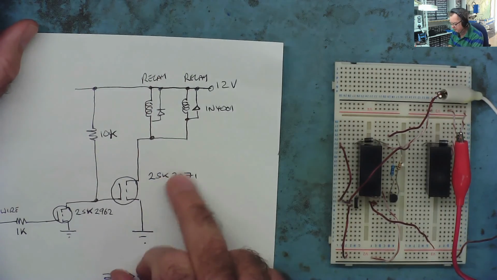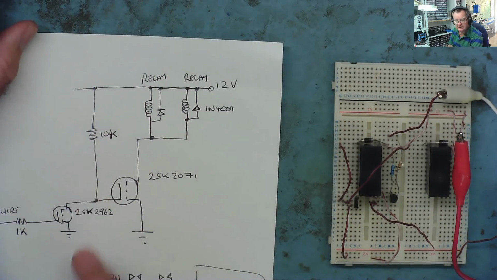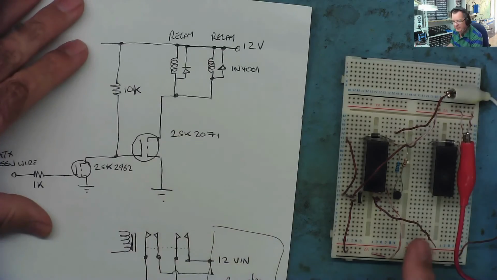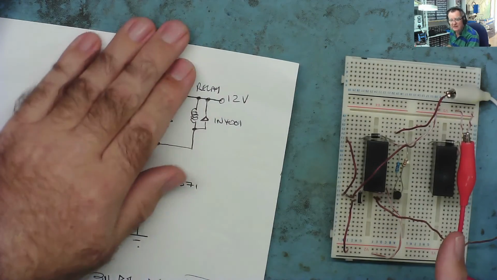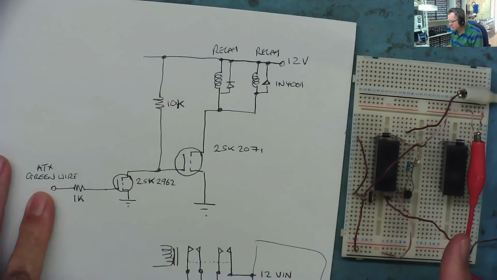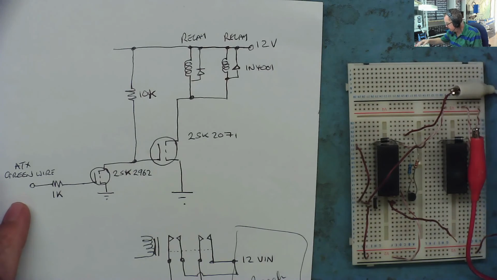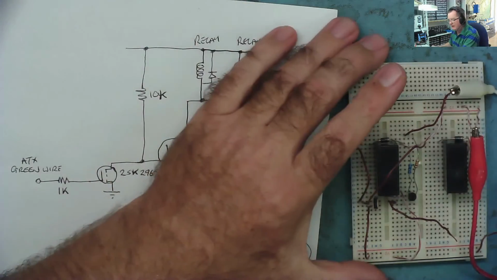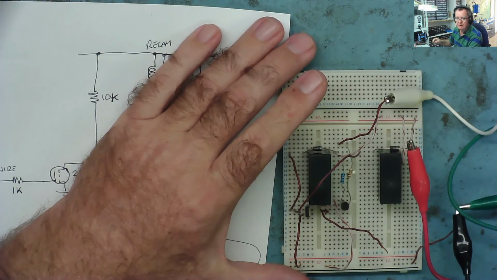This is a 2 amp relay. There's more than enough in these relays, they don't draw much power. There's the 10k resistor, and the 1k goes to the green wire. So I've built that on here, and this brown wire is the sense input. The white one is going to the 5 volts on my bench power supply, this is the 12 volts on the bench power supply, and then this is ground. And this green wire, this is ground.